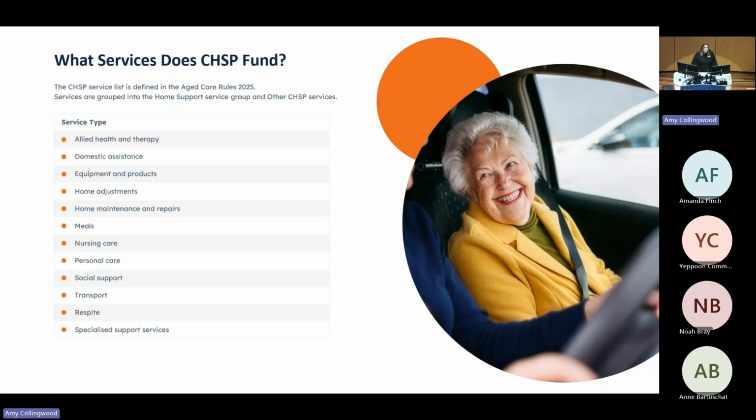Social support is really important as well. Quite often when we are no longer driving for ourselves, we're actually no longer accessing our communities that we always would in the past. So social support or social support group are also quite common.